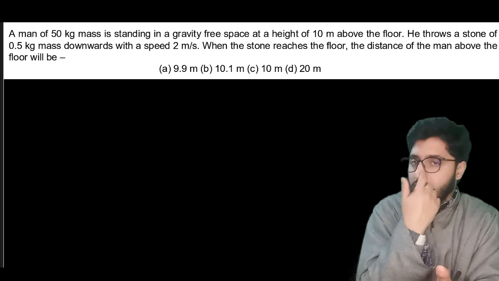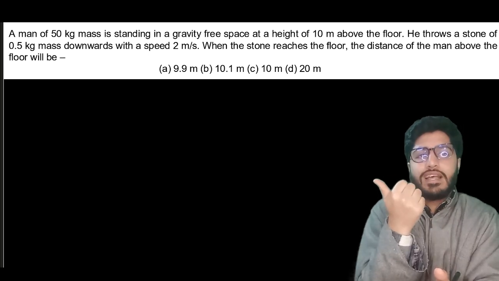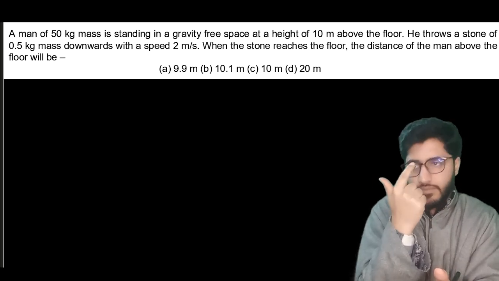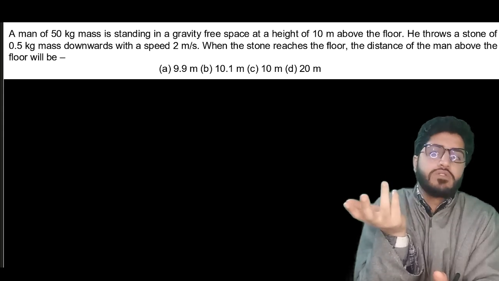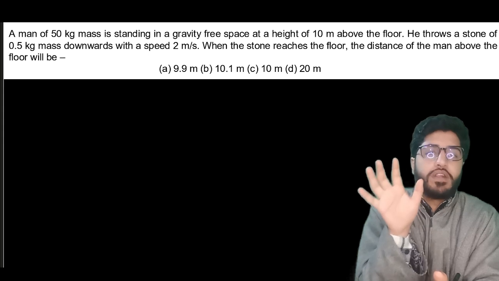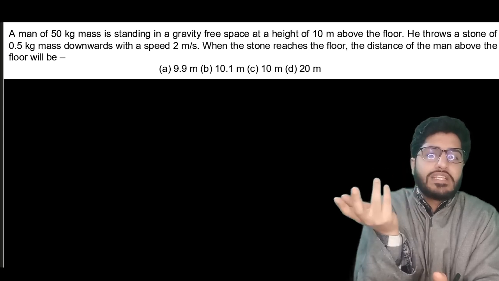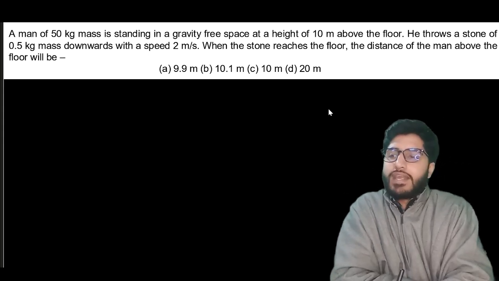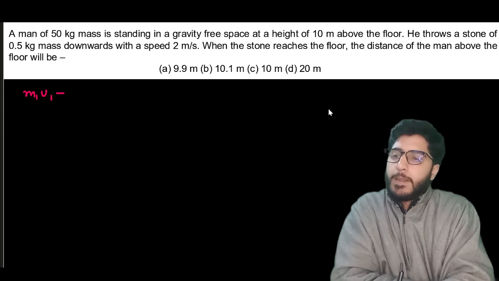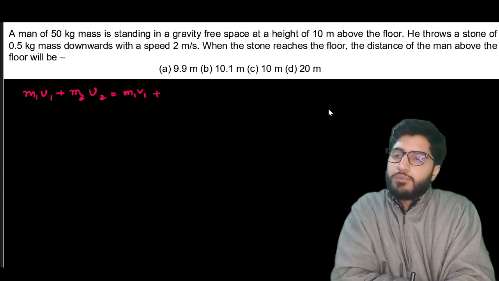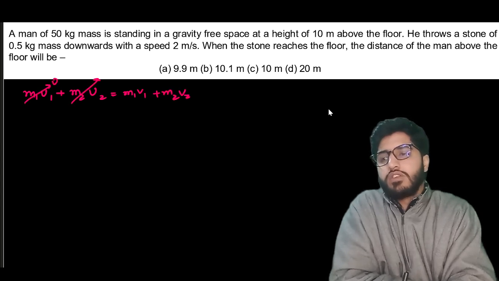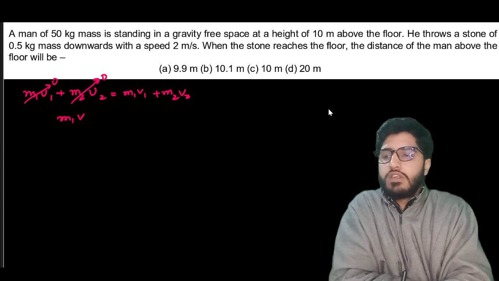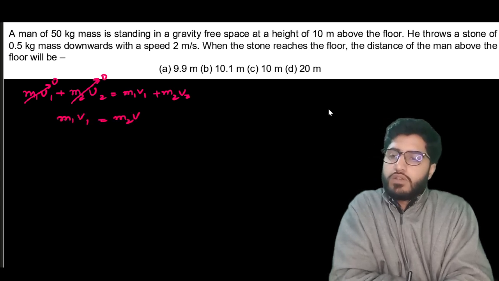So we can do one thing now. If we assume the stone and the man as a system, we can use the conservation of momentum because there is no net external force applied on it, right? Conservation of momentum: m1u1 plus m2u2 equals m1v1 plus m2v2. Both are at rest initially, so these are 0. So I can write m1v1 equals m2v2.